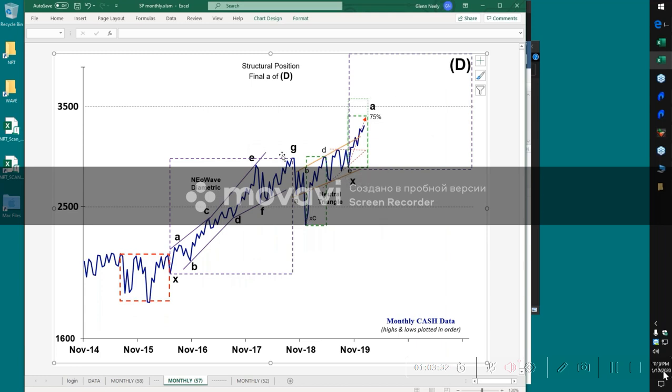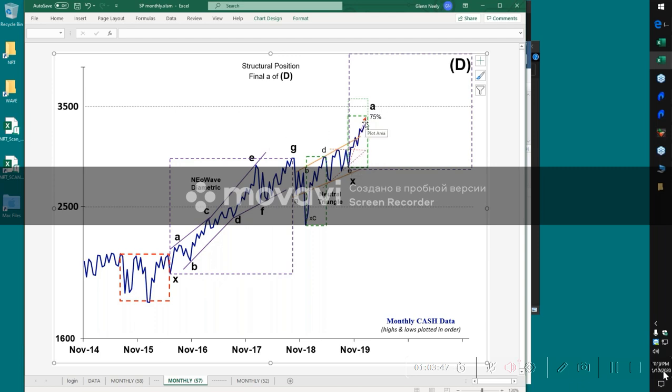If this is an X wave, then the next move up should be at least similar. It could be 61% of this in time, 61% in price, or it could be 100% or 161%, but somewhere approximately like this added to this low.